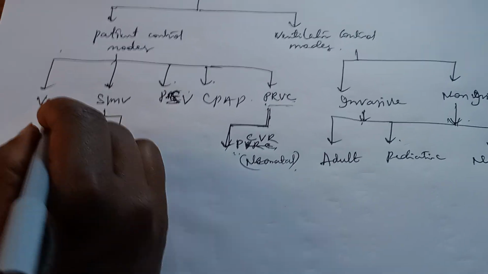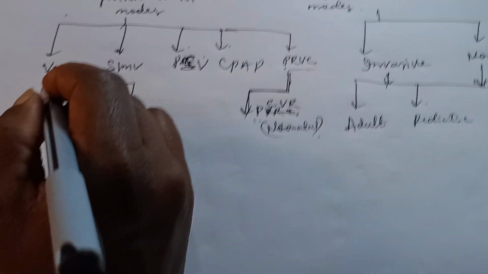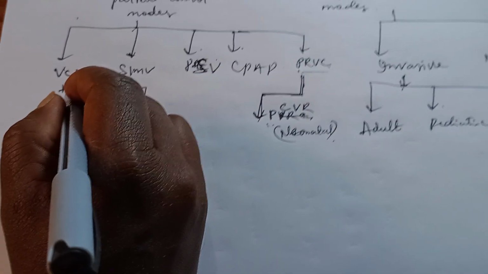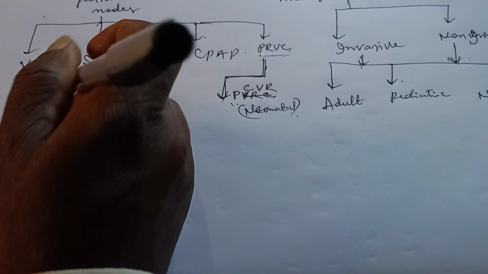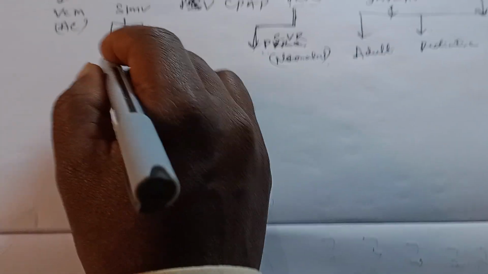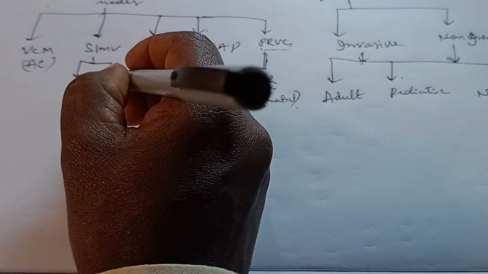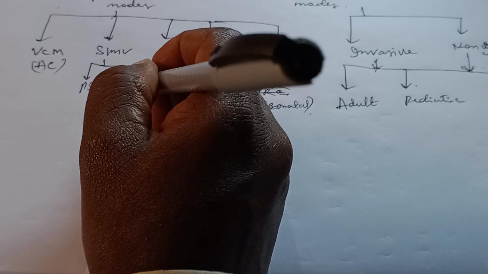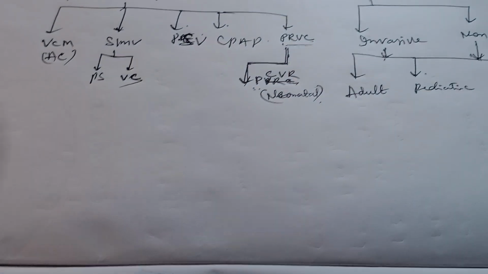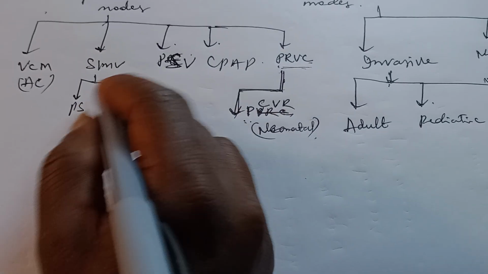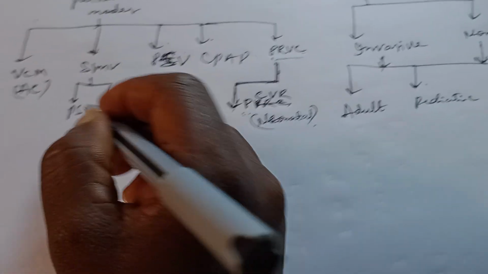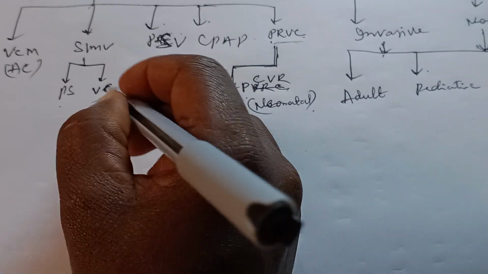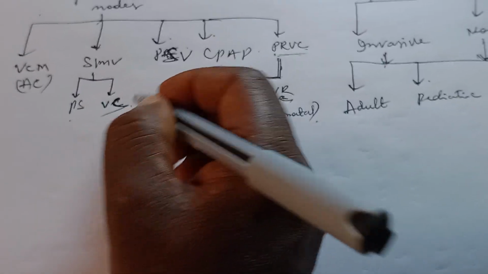This is volume control mode, or assist control (AC) mode also. Assist control mode we also call it. So pressure support, volume support. SIMV mode has synchronized intermittent mandatory ventilation, pressure support and volume control. Both modes are there in this.